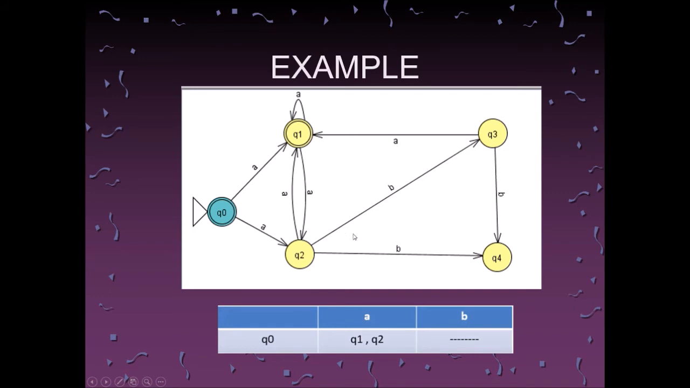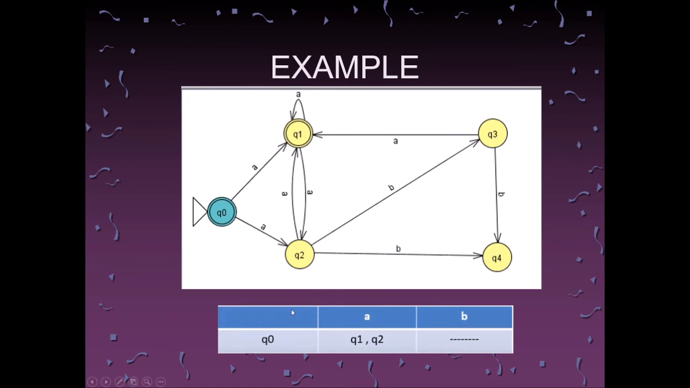The first step is creating a transition table where we identify the states and the alphabet. Vertically, we must write the states of the automaton, and horizontally, we must write the symbols of the alphabet that we are using. Then, let's start.